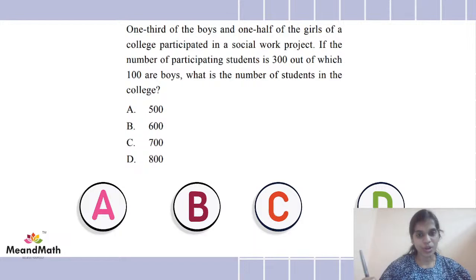One-third of the boys and one-half of the girls of a college participated in a social work project. If the number of participating students is 300, out of which 100 are boys, what is the number of students in the college?